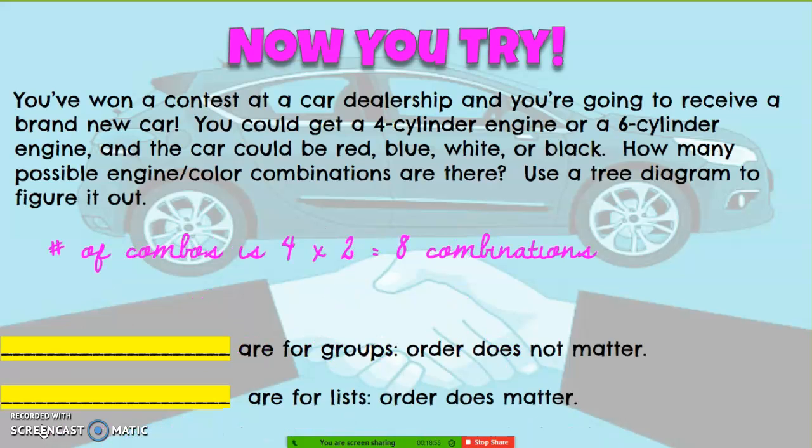Okay? Now, we're going to talk about order does matter, order does not matter. Combinations are for groups. We're grouping things. Order does not matter. And I will go more into depth about this in a second. Permutations are for lists. Order does matter.